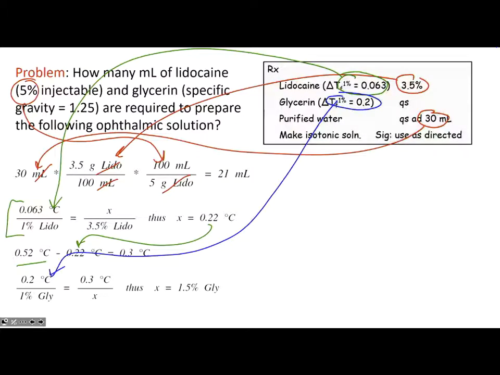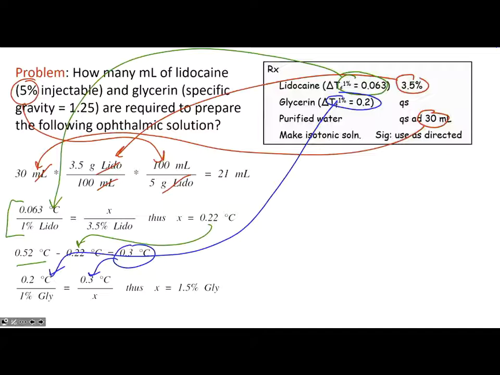That value means 0.2 degrees Celsius for every 1% concentration of glycerin. Set that equal to, now we know our target, though. Our target now for the glycerin is the difference. So we're going to put 0.3 degrees Celsius on top and solve for X. And now X will be the percent strength of glycerin that gives us 0.3 degrees Celsius reduction, which is what we need to add to our lidocaine. So if we solve for X now, what we get is 1.5, and again, it's 1.5% glycerin.